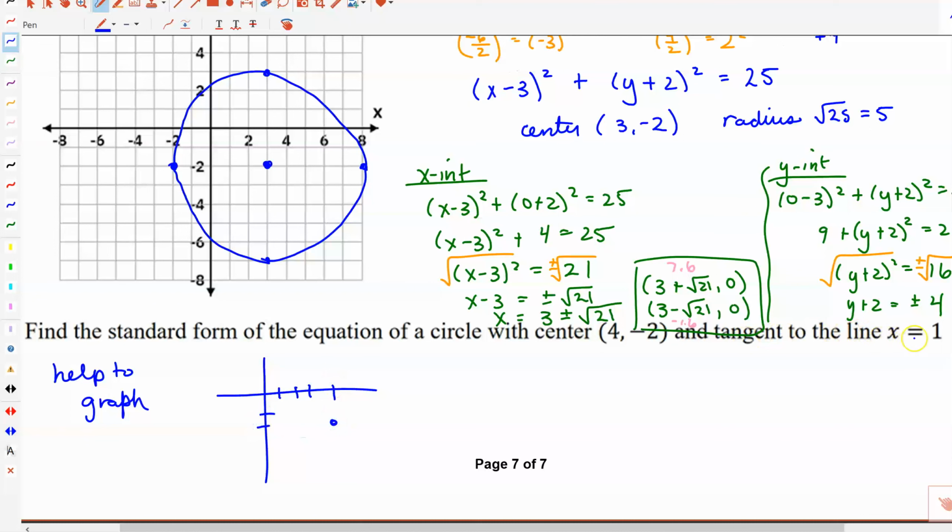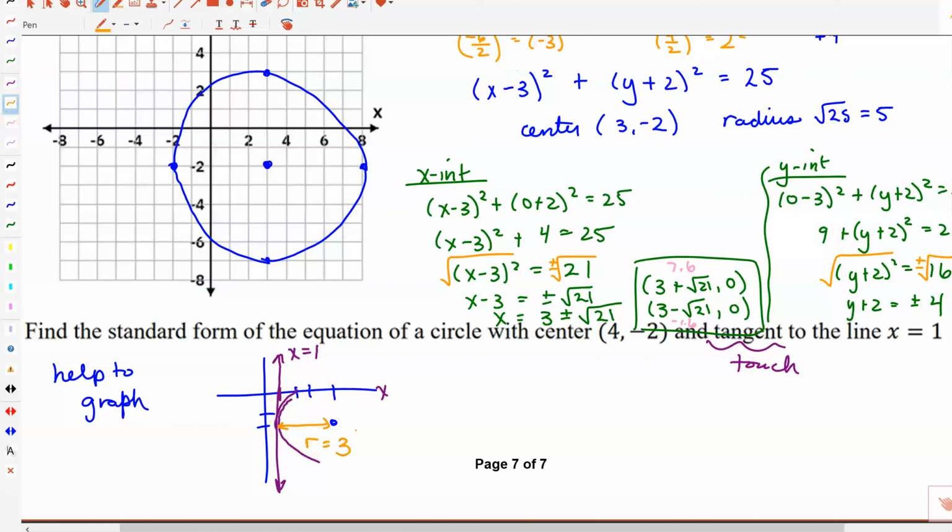And it's going to be tangent to the line x equals 1. So here's my x-axis, and here's the tick mark at x equals 1. All I'm going to do is extend that tick mark, and there's the graph of x equals 1. So my circle is going to have this center, and it's going to be tangent to, or touch, this line. What's going to happen is it's going to come out here and touch this. So this distance right here is going to be the radius. So the radius of my circle is going to be 1, 2, 3.